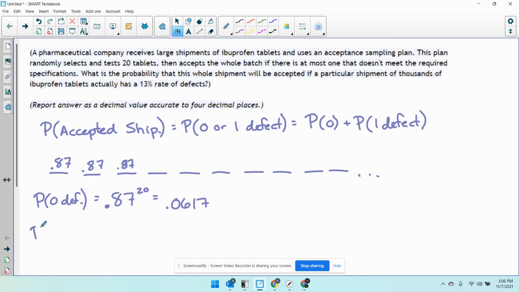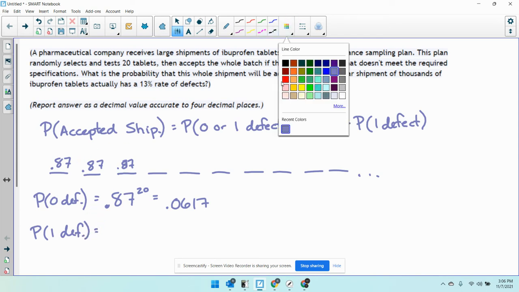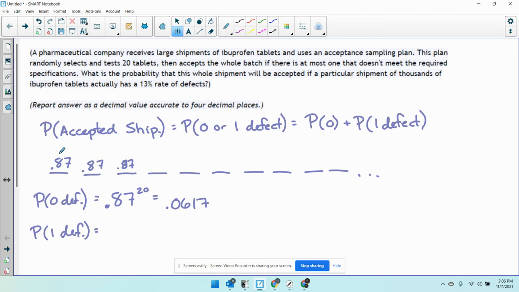Now the probability of 1 defect. Well, it just changes a little bit. Let me do a different color here. Let's say, what's the probability the first one's defective? Well, that's going to be 0.13. So then the first one's defective, the rest are not. So it would be 0.13 times 0.87. Now it's the 19th power because we have one that's defective and 19 that are not.